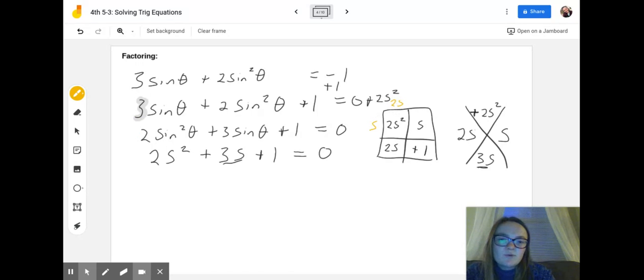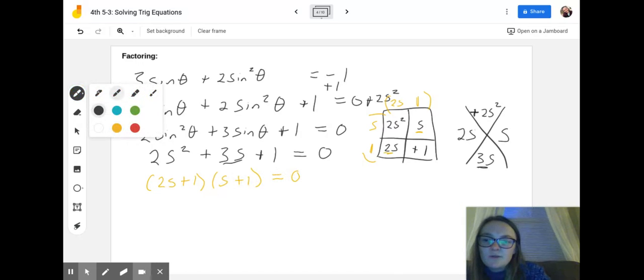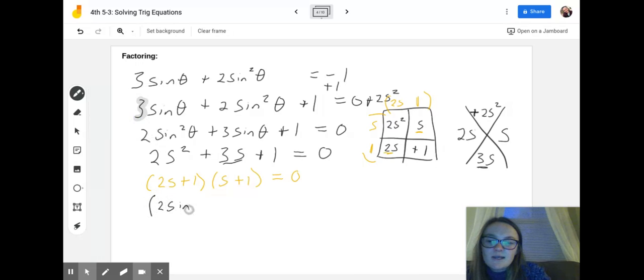2s times what is 2s? That's 1. S times what is s? That's 1. And so this factors to 2s plus 1 times s plus 1. And if you already knew how to do that without doing that, awesome. I'm going to go ahead and replace s with what it is. It's sine. So we'll say 2 sine of x plus 1 times sine of x plus 1.